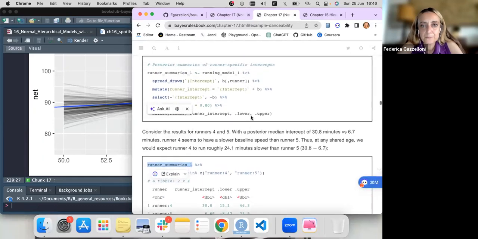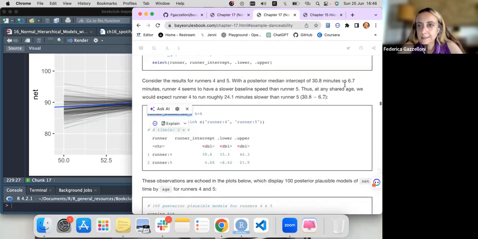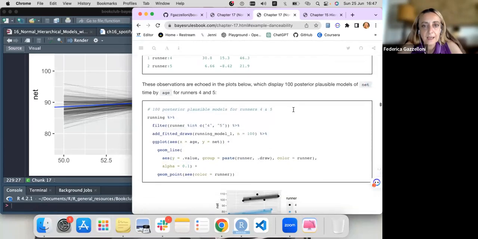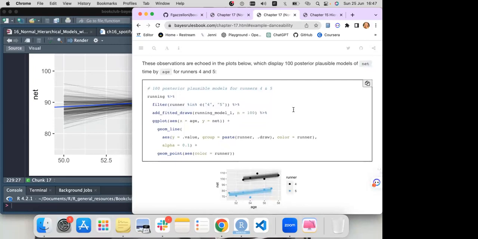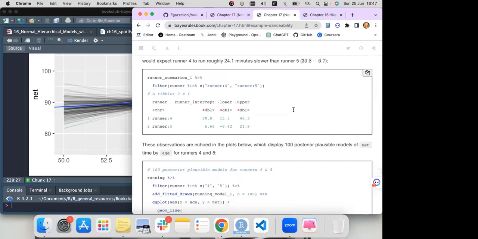I will run summaries. Okay, so we have a look at this difference. Runner 4 seems to have a slower baseline speed than runner 5. So at any shared age, we would expect runner 4 to run roughly 24.1 minutes slower than runner 5. Looking at those confidence intervals in the previous table, runner 4: 15.3, 46.3. Runner 5: negative 8, and 21.